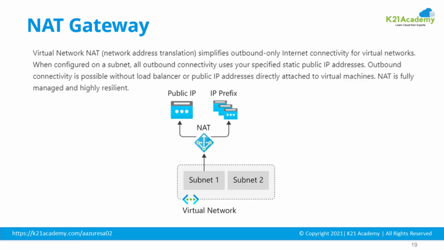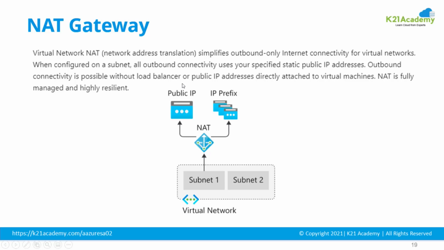So this will also help if you have a virtual machine and there is no public IP, or no outbound connectivity, or no load balancer for outbound connectivity. NAT will help you in reaching out and will translate the IP address of the client. Now, NAT is fully managed by Azure and highly resilient, which means you don't need to worry about having high availability for NAT.